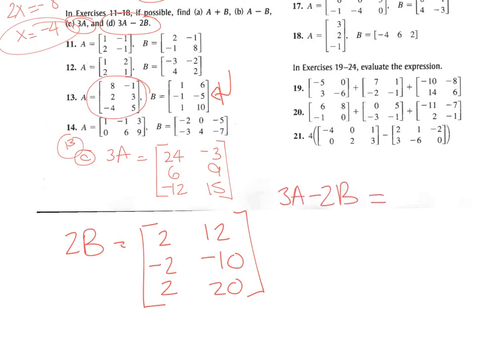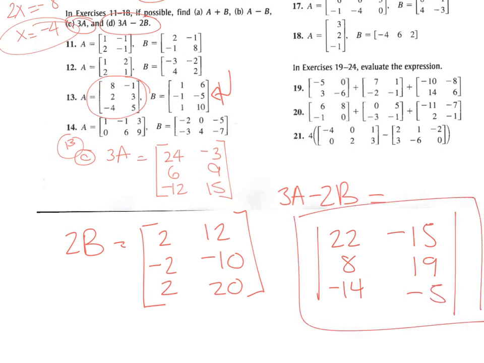So now we're going to do 3A minus 2B. And make sure you're following the order of operations. So it's 24 minus 2. My answer is then 22. Negative 3 minus 12 is negative 15. 6 minus negative 2 is 8. Negative 12 minus 2 is negative 14. 9 minus negative 10 is 19. 15 minus 20 is negative 5. And that's how we do matrix operations.